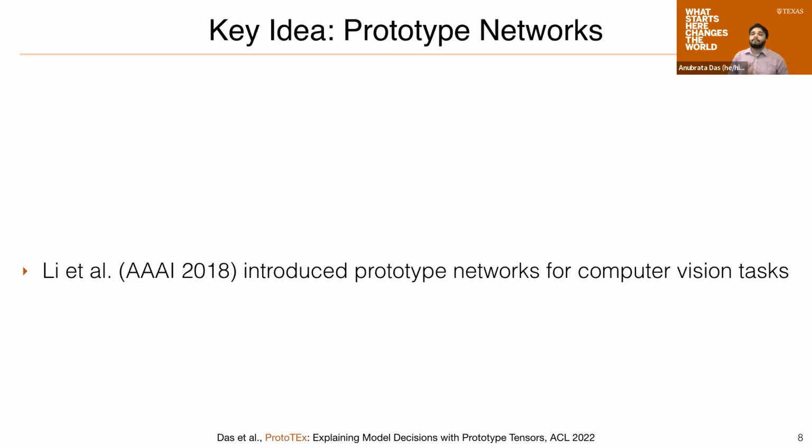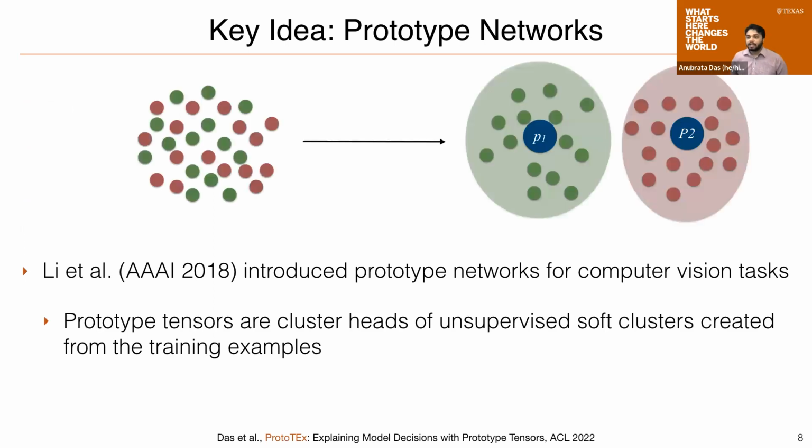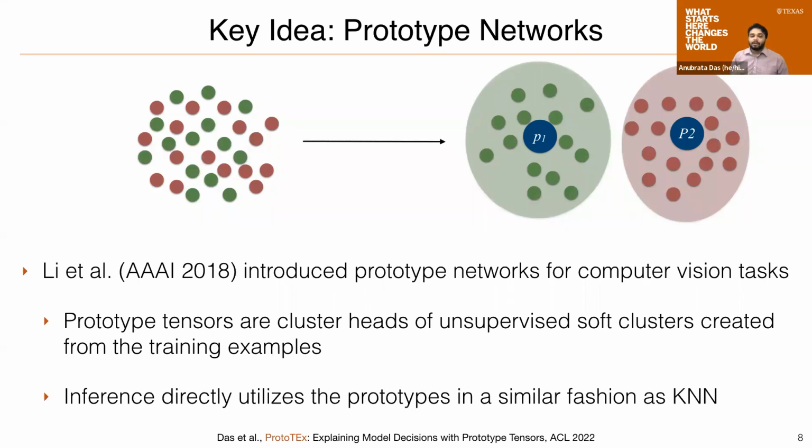So Li et al. first introduced the idea of prototype networks for computer vision tasks. Prototype tensors are essentially cluster heads that form unsupervised soft clusters in the training examples, and prototypes are the cluster heads for these soft clusters. And one idea behind this inference using prototypes is similar to how inference is done with k-nearest neighbor.